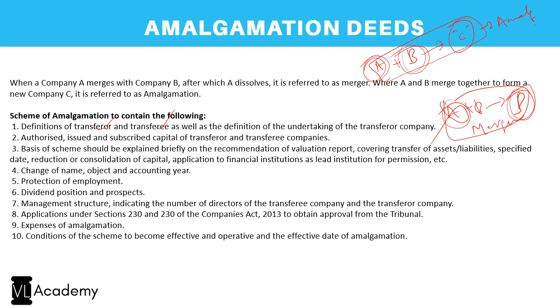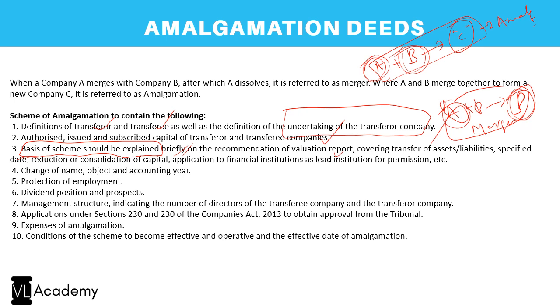Whatever it is, we have to define who the transferor company is, who the transferee company is, and also the undertaking of the transferor company. That is, what kind of property is being transferred? Give the entire detail, all the assets, all the liabilities, everything. Then we have to give the capital both companies have. Then the basis of the scheme should be explained. This is very important. A brief explanation has to be given as to the basis of the scheme, the valuation. Suppose you're buying out a company for, let us say, 500 crore. Why 500 crore? How did you arrive at the figure of 500 crore?